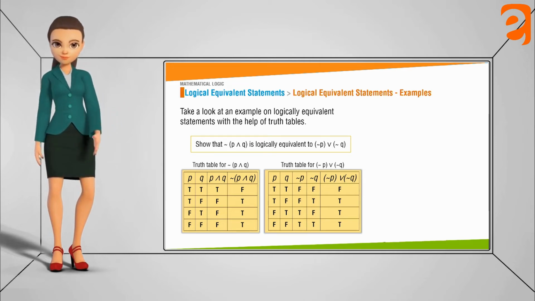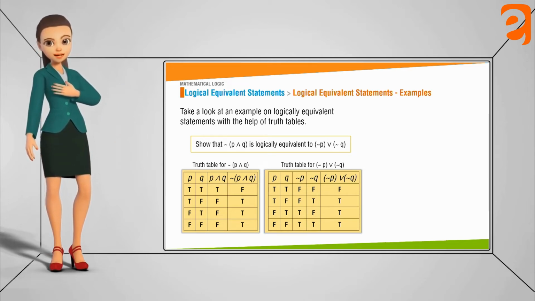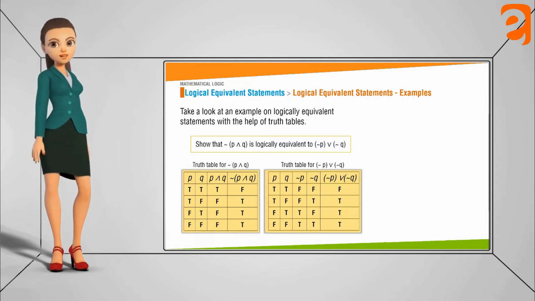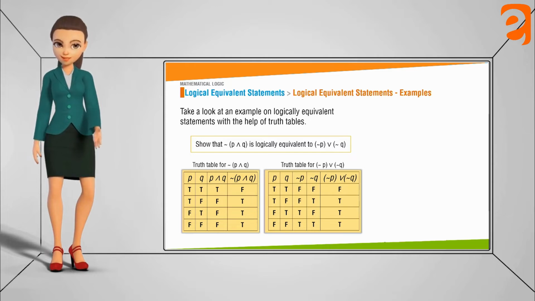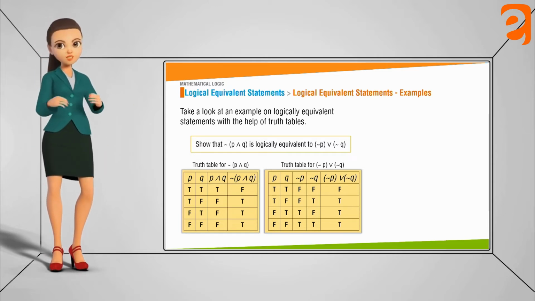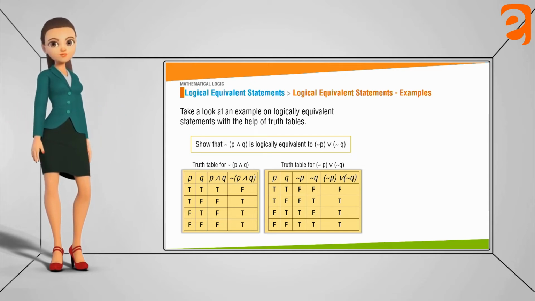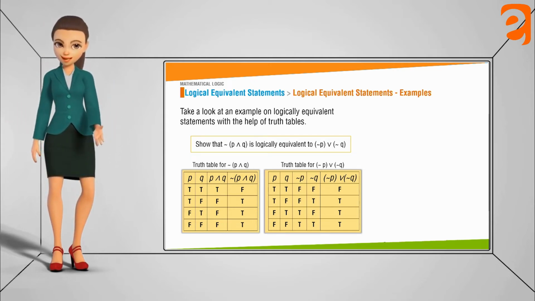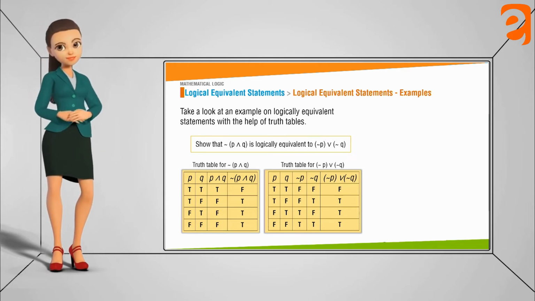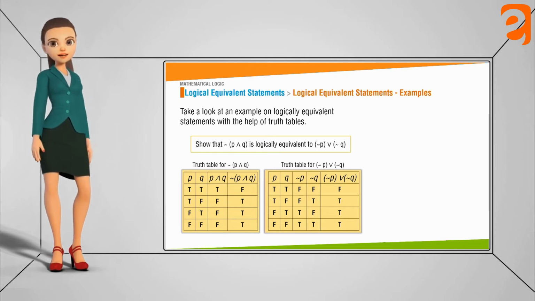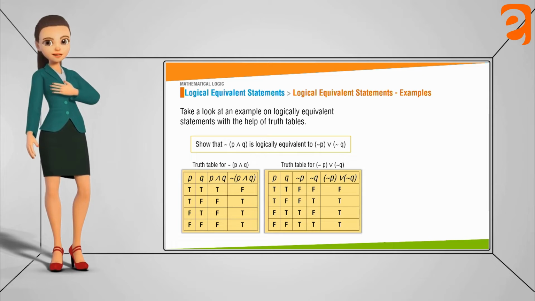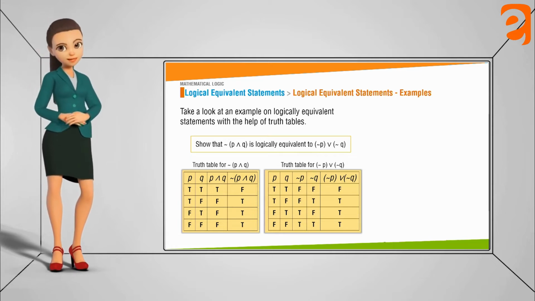Look at the first table. It has two statements P and Q having different truth values: TT, TF, FT, FF. By applying the rule for the truth table of the conjunction, the P and Q column has truth values T, F, F, F, because the rule says that it is true only when both the statements are true, and in all other cases it is false. So what is the negation of this? It is going to be F, T, T, T.